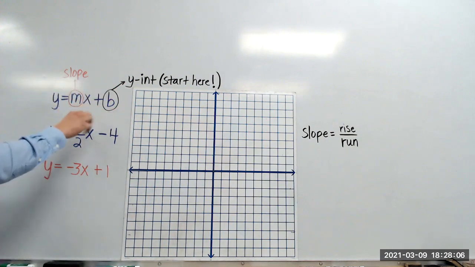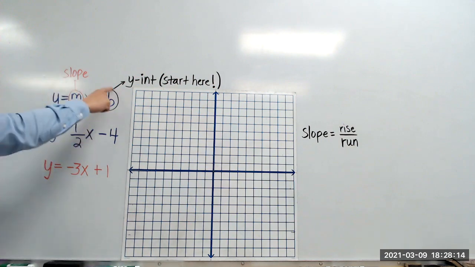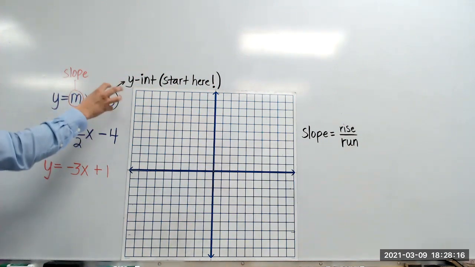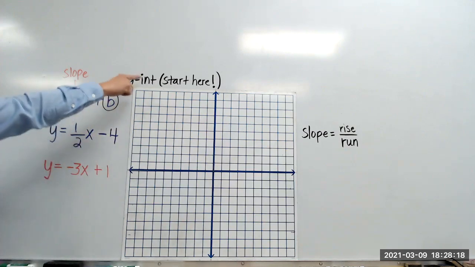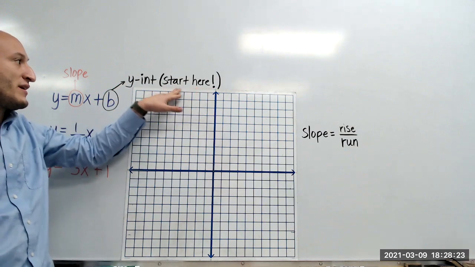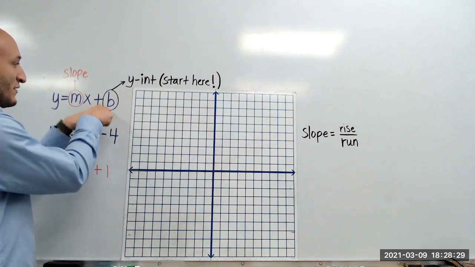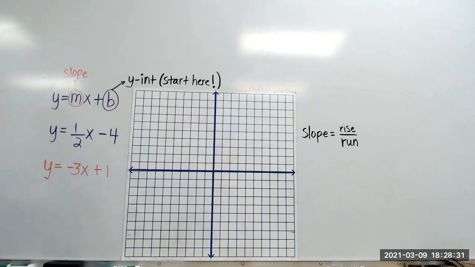Remember, x is just a variable. So the number in front of the x, which we call m, is your slope. And this b, the number that does not have a variable, is your y-intercept. I wrote in parentheses here, start here, with an exclamation point. Don't forget this. Always start with the number that does not have the x.